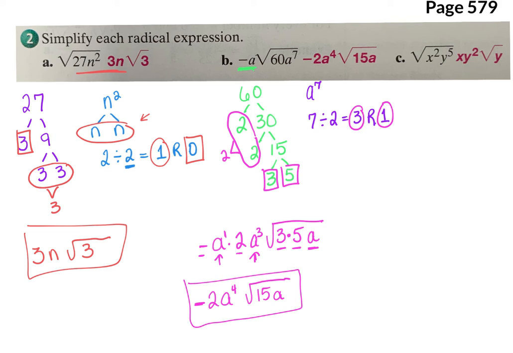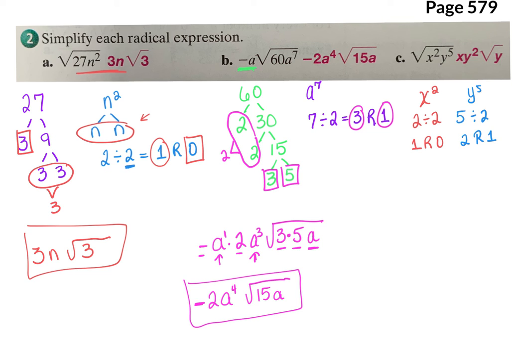Let's look at the last one together. So for the last one, I just have variables. So if I look at the x squared first, I do 2 divided by 2. Well, that is 1 with the remainder of 0. And then if I look at the y to the 5th, I have 5 divided by 2. 5 divided by 2 is 2 with the remainder of 1.